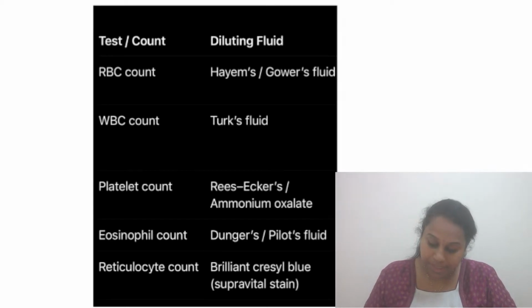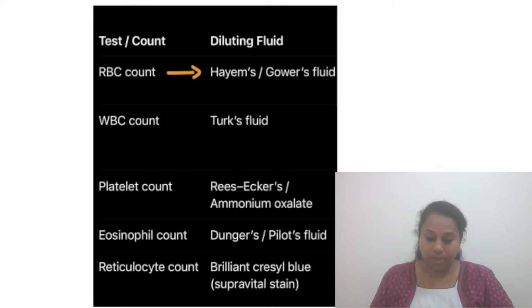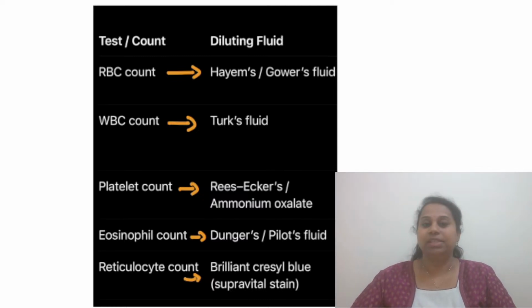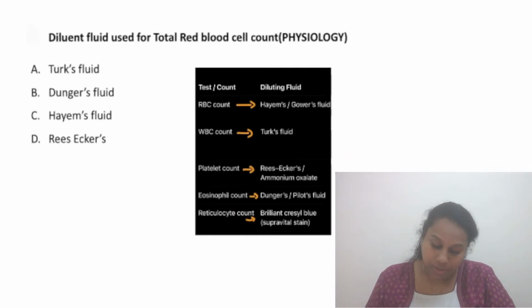For the red blood cell count, we use Hayem's fluid or Gower's fluid. WBC count, Turk's fluid. Platelet count, Rees-Ecker fluid or ammonium oxalate. Eosinophil count, that's called Dungers fluid or Pilot's fluid. And for reticulocyte count, brilliant cresyl blue, it's a supravital stain. So these are the clinical laboratory techniques where we use this particular fluid for counting that particular cell. So the answer to this question, diluent fluid for RBC, yes, it is the Hayem's fluid.